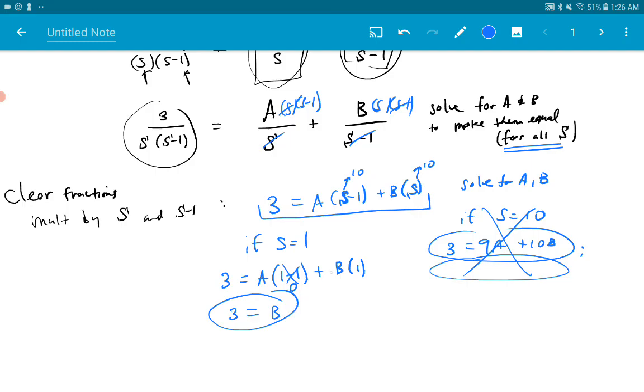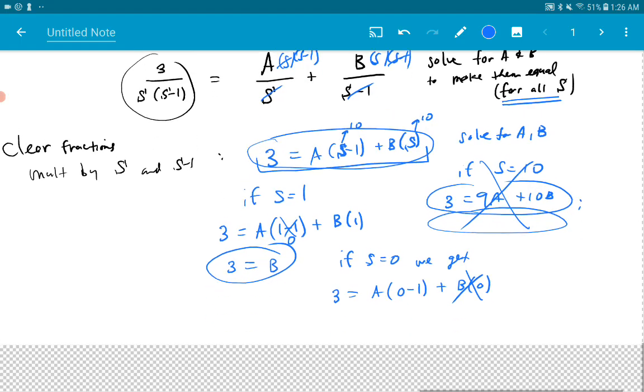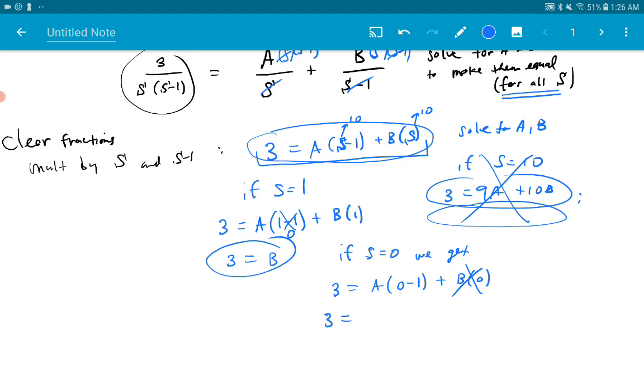Is there something I could plug in for s that will give me an equation that just has a in it? Yeah, if I let s equal 0, then the left is 3, and the right will be a times 0 minus 1 plus b times 0. So the b term is now gone, and I've got 3 equals negative a. So a would be negative 3. So I got my a and my b in my partial fraction decomposition.